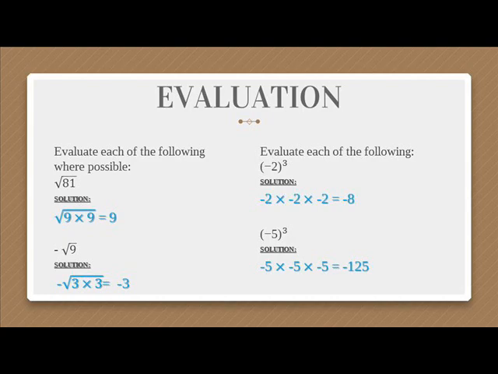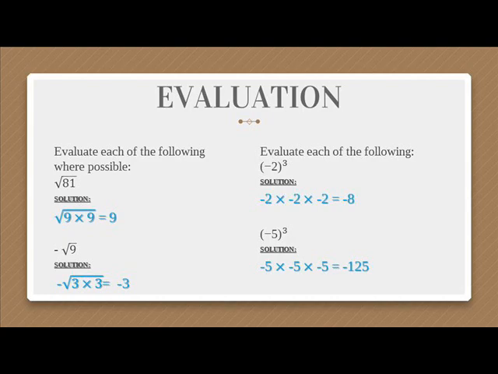Evaluate each of the following where possible. In the first question, we are required to find the positive square root of 81. Well, 9 into 9 is 81. So the positive square root of 81 equals 9. In the second question, we are required to find the negative square root of 9. Well, 3 into 3 is 9. So the negative square root of 9 equals minus 3.